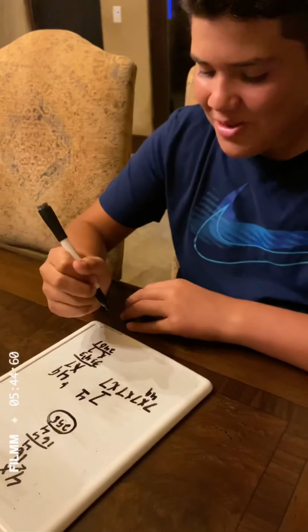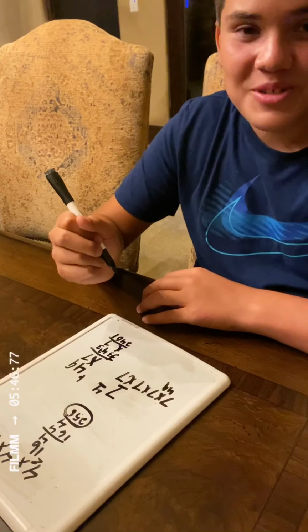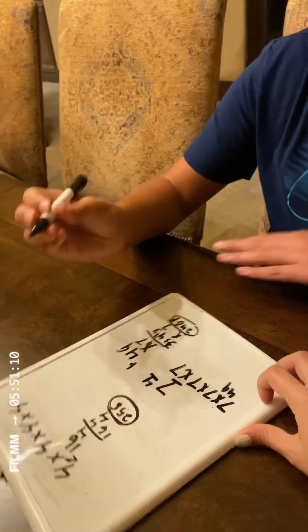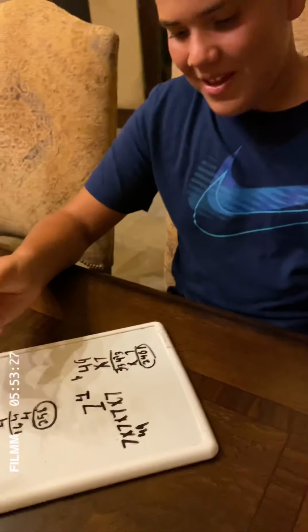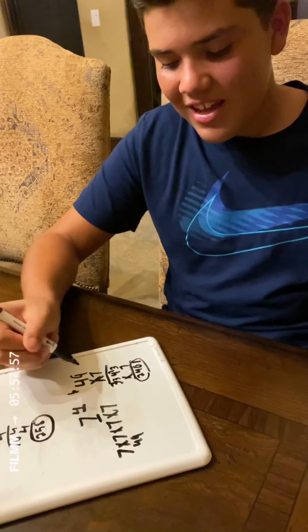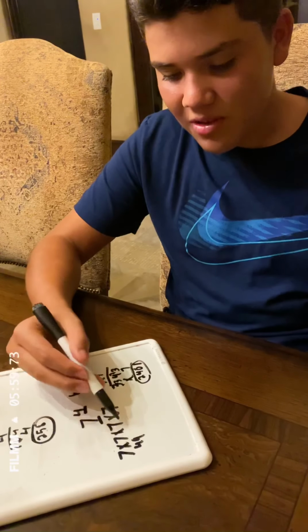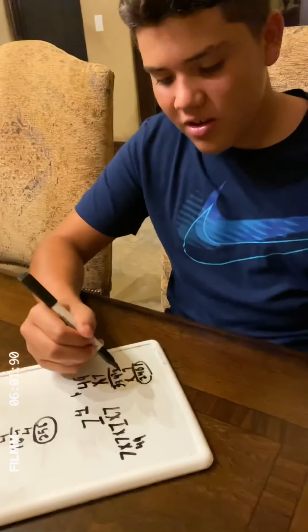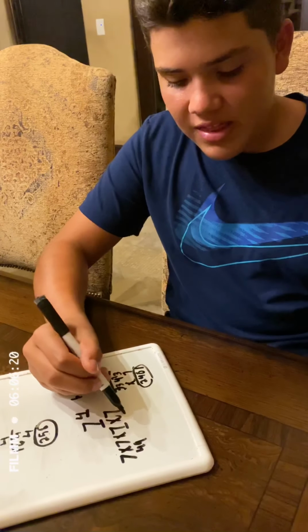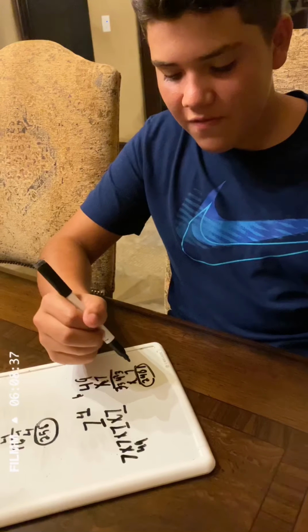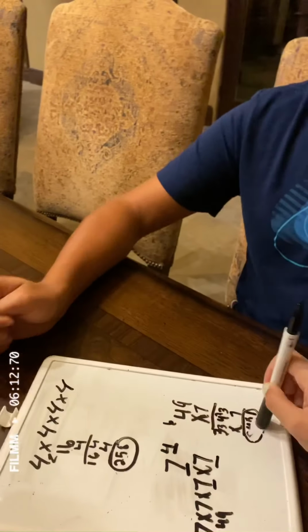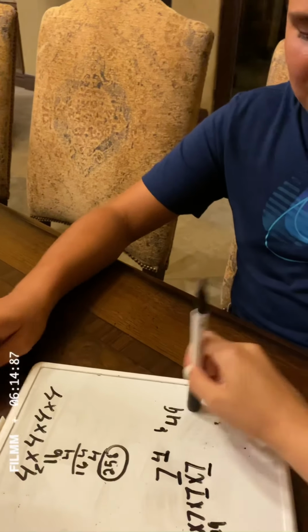What did you get? 2,401. Good. Can you show me the work you did? Okay, so first I did 7 times 7 equals 49. And then I did 49 times 7 because of this 7. And that answer got me 343. And then I times that by this 7, which got me 2,401. Okay, good. Thank you for showing me your thinking of how you answered this problem.